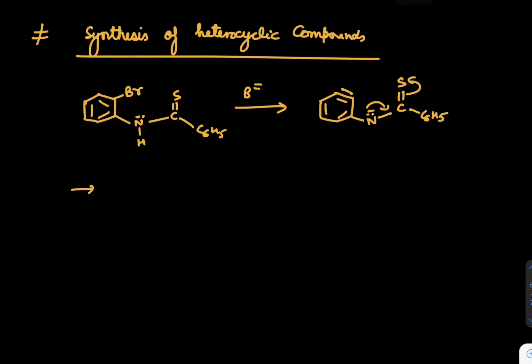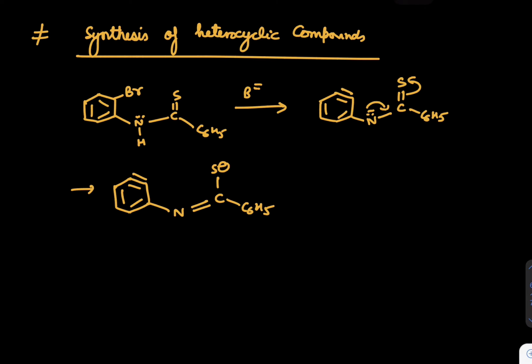So we can say this can take a format of this kind of structure: nitrogen, double bond, CS minus and C6H5. First draw the structure. So what is the next step?